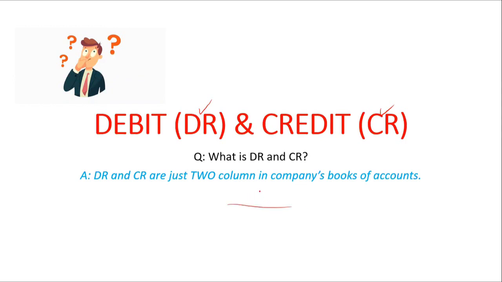So these are just two columns like this, debit and credit. You can say debit is the left-hand column, and credit is the right-hand column. That's it. These are just two columns, left-hand column and right-hand column. Left-hand column debit, right-hand column credit.